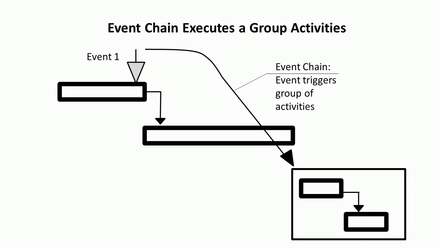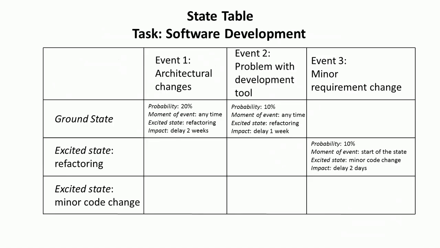Another tool that can be used to simplify the definition of events is a state table. Columns in the state table represent events. Arrows represent the state of an activity. Information for each event in each state includes 4 properties of the event subscription: probability, moment of event, excited state, and impact of the event.